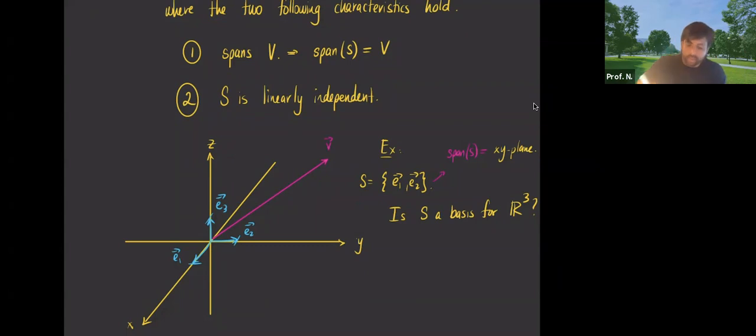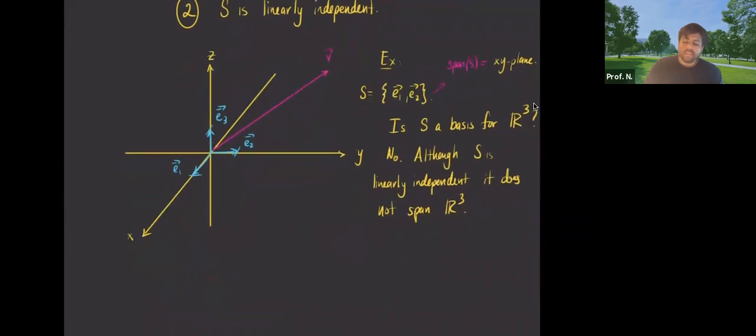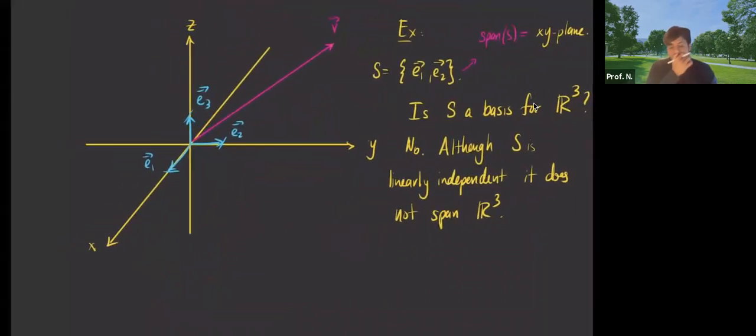So this is an example of a linearly independent set that does not span the vector space. So this is no. Although S is linearly independent, it does not span R3. Do you guys understand what I'm saying here with this? It's just a simple example of a set that's linearly independent yet does not span the vector space.